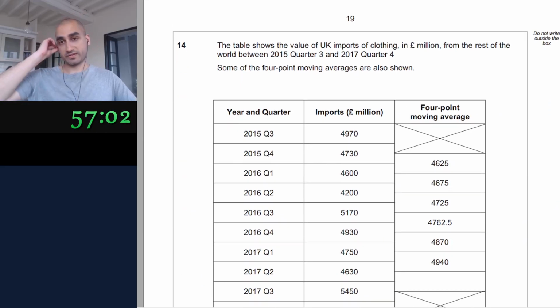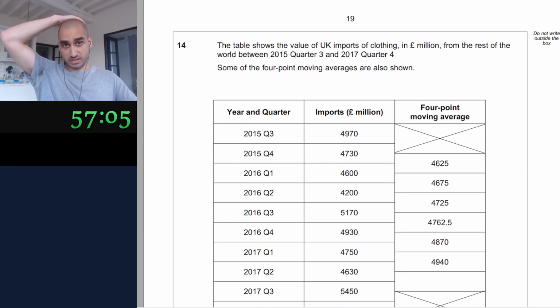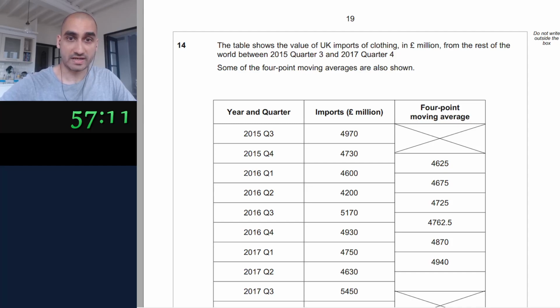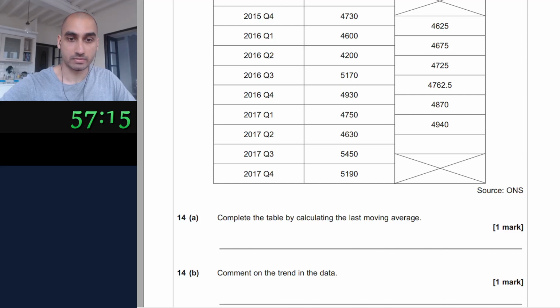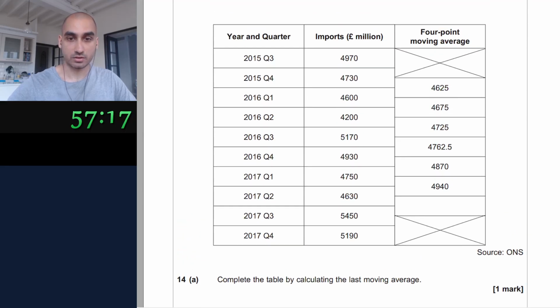Okay. UK imports of clothing in millions from the rest of the world between 2015 quarter 3 and 2017 quarter 4. Some of the 4-point moving averages are also shown. Complete the table by calculating the last moving average.